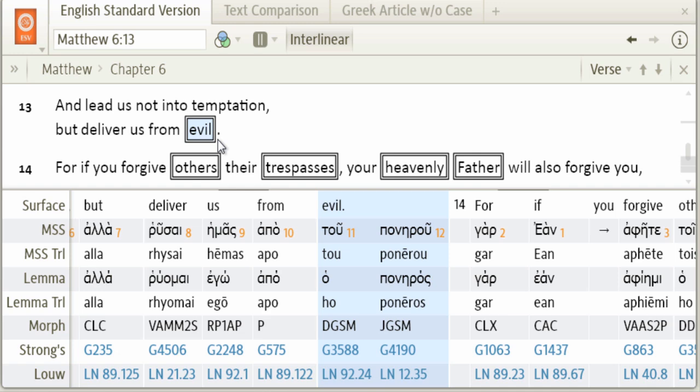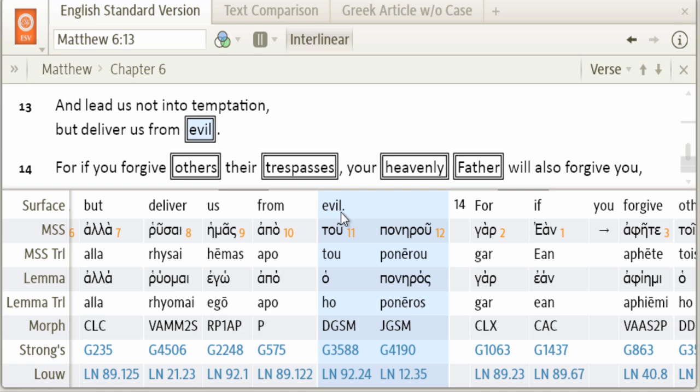Now, we don't see this in English because the article isn't translated here, and we don't have another word supplied like one or man or anything like that. But when we turn on the visual filter, we can look down here at the reverse interlinear and see that to, which is the inflected form of ho, the Greek article, to ponerou, is translated evil.